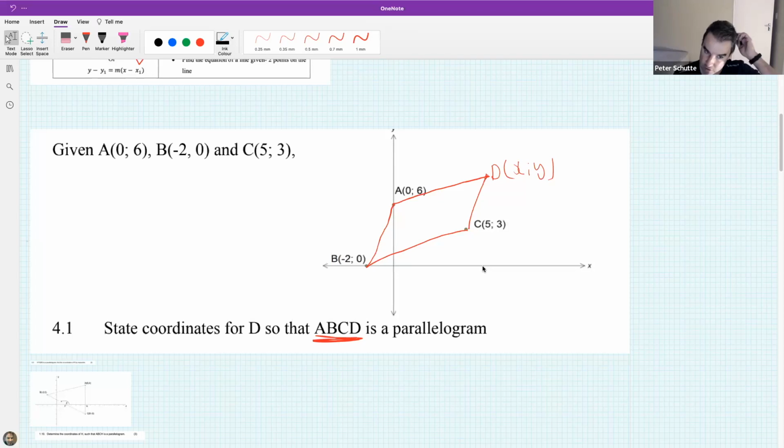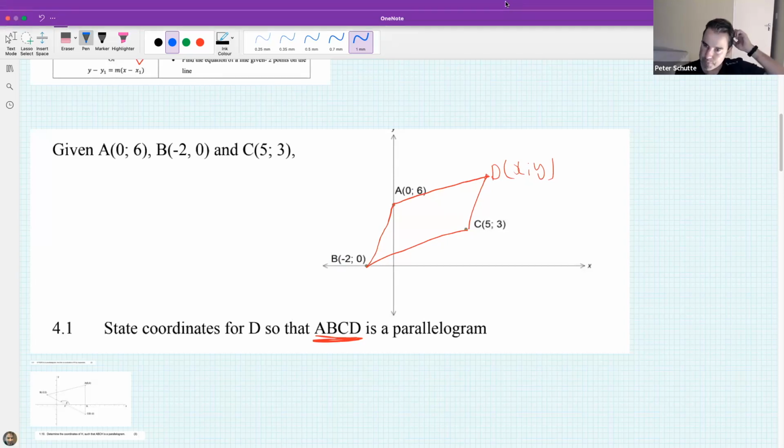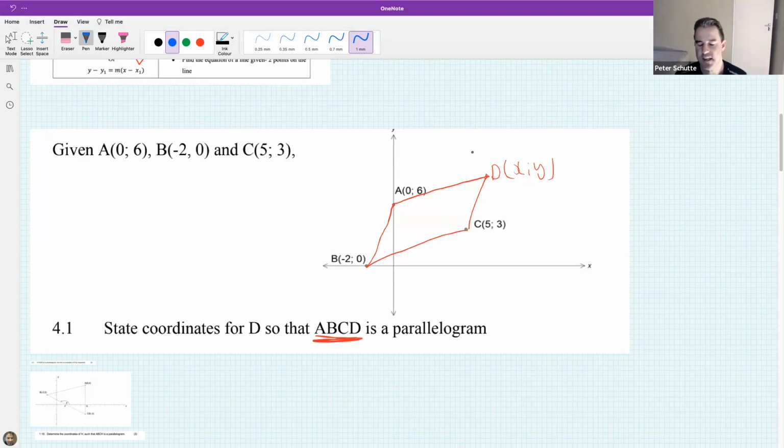Okay, so let's start with this question. We have ABC, and we want to find D such that this is a parallelogram. One of the things I want to know is, what are some of the properties of a parallelogram? Can someone tell me what the properties of a parallelogram are? I think one that comes to mind is opposite sides are parallel. Now, what other properties are there?